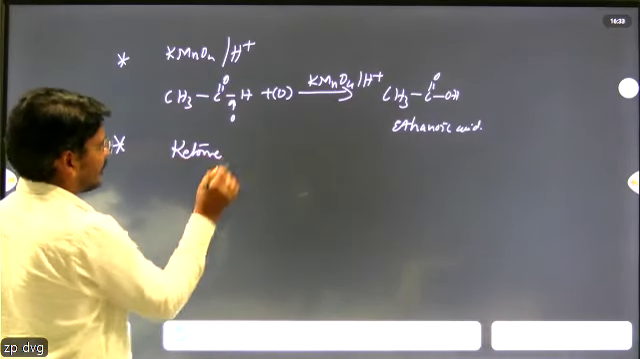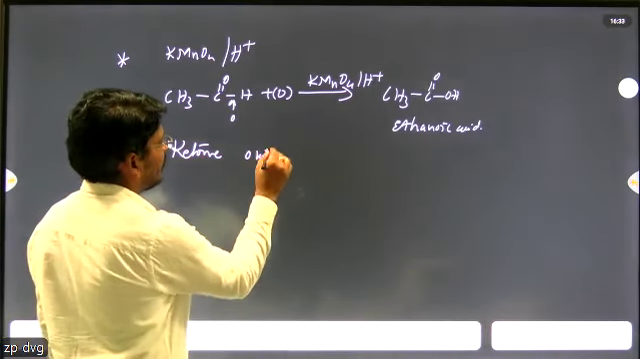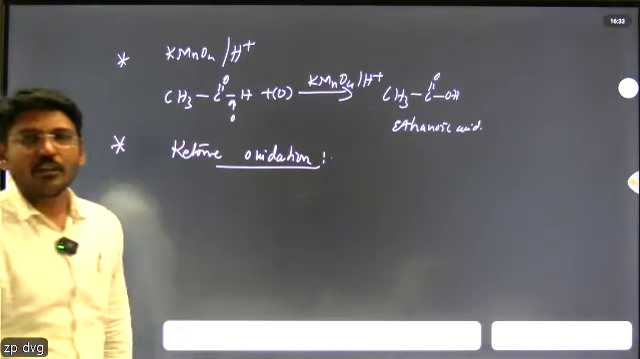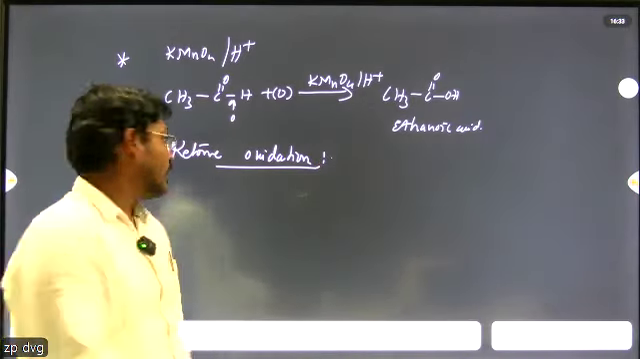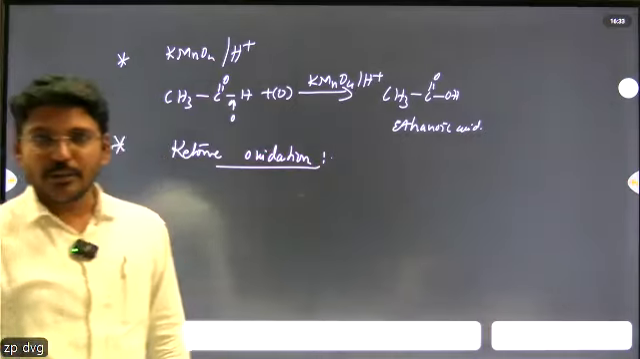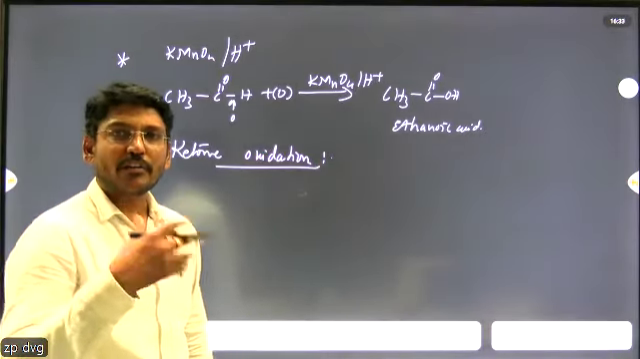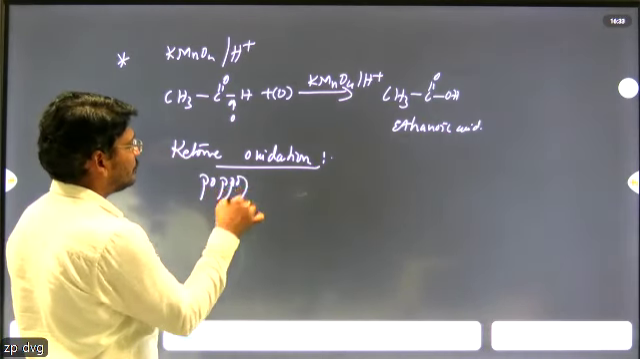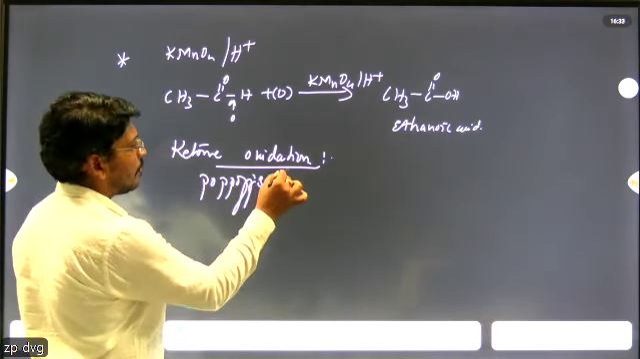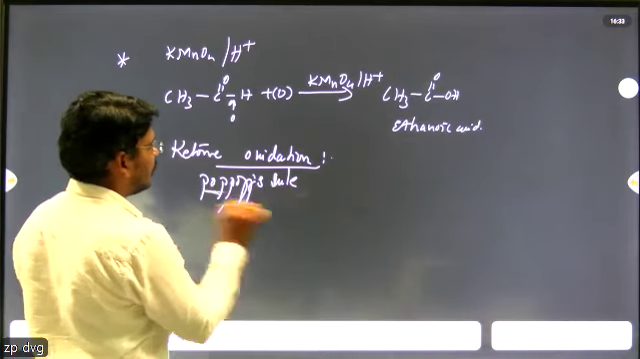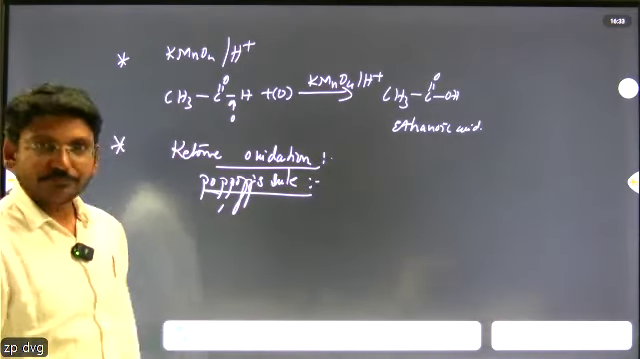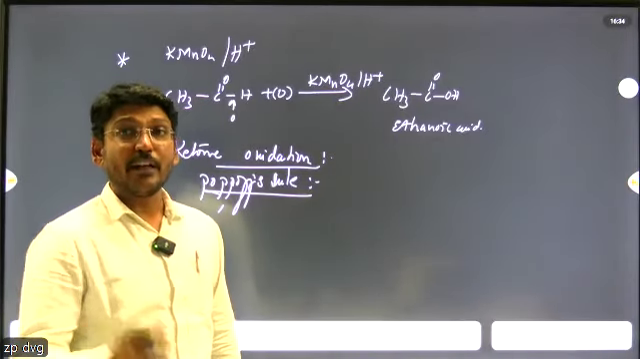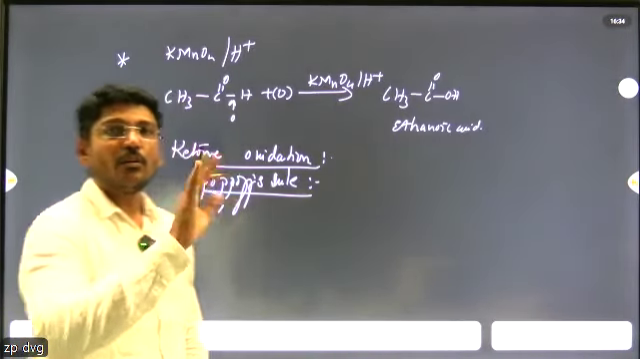The oxidation of ketones will be different. With aldehydes, we can easily identify the product. But when a ketone undergoes oxidation, the identification of the product depends completely on one particular rule. That rule is called Popov's rule. According to Popov's rule, we can identify the final product when ketones undergo oxidation.